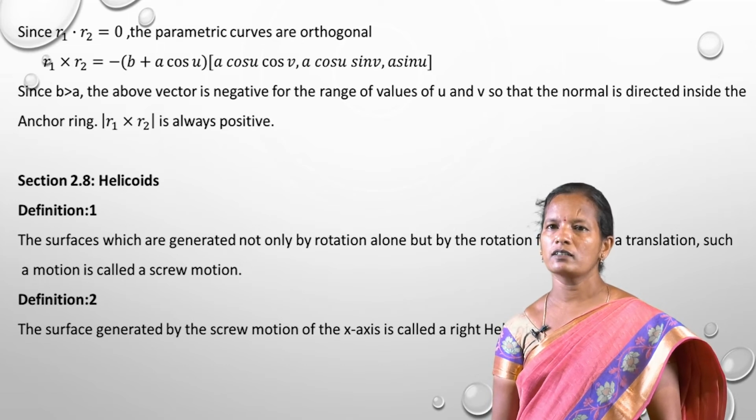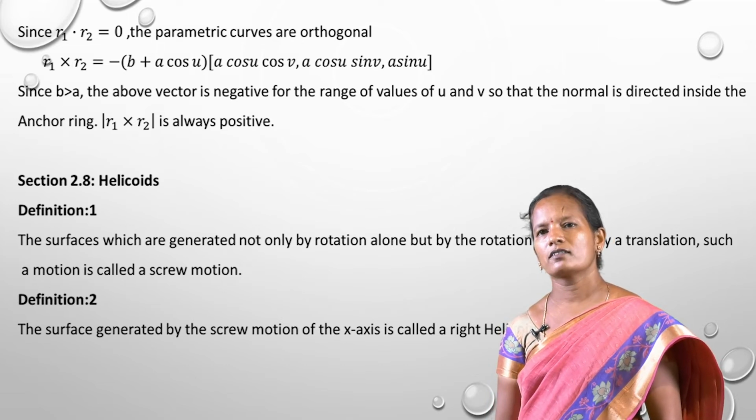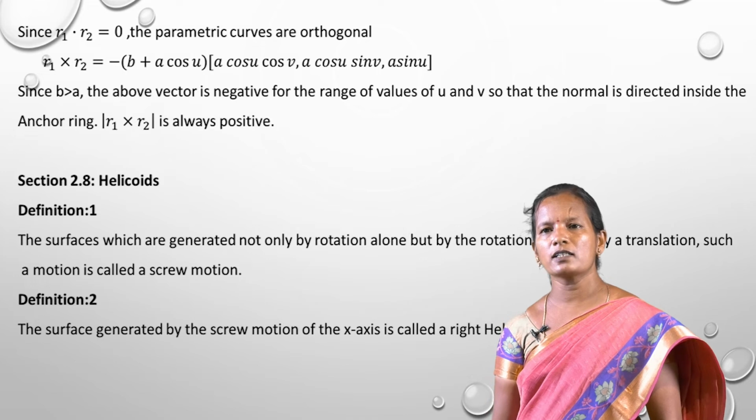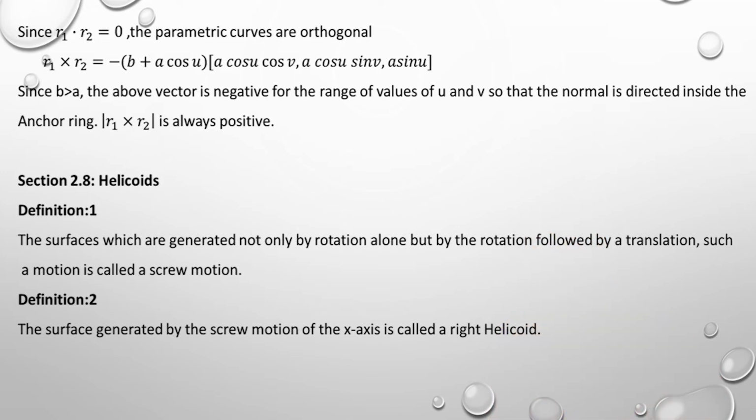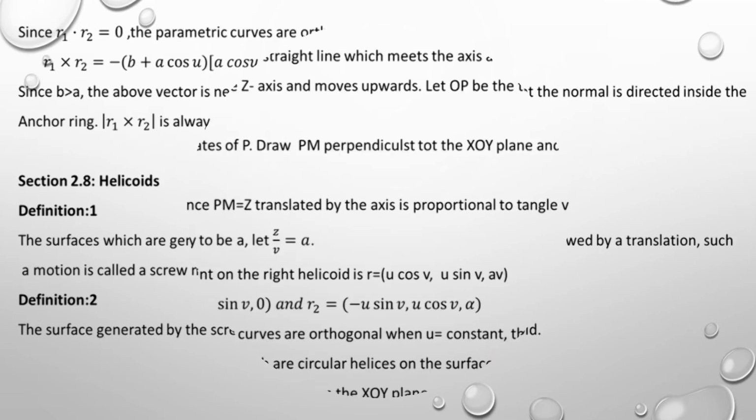Next, let us go for one definition. Helicoids definition: the surfaces which are generated not only by rotation but by rotation followed by translation. Such a motion is called a screw motion. The surface generated by the screw motion of the x-axis is called a right helicoid.